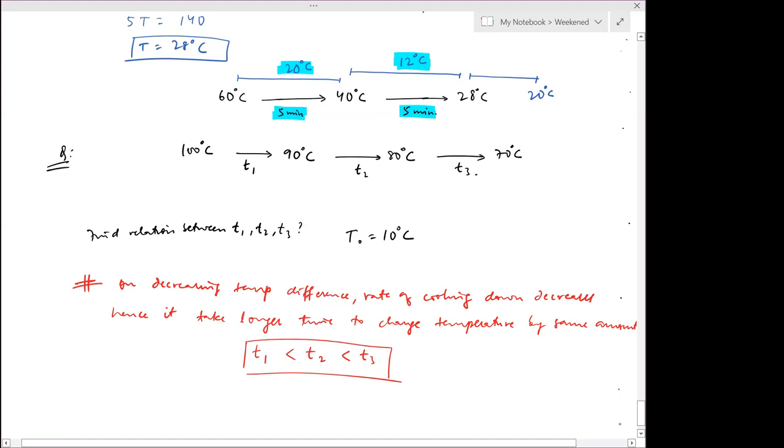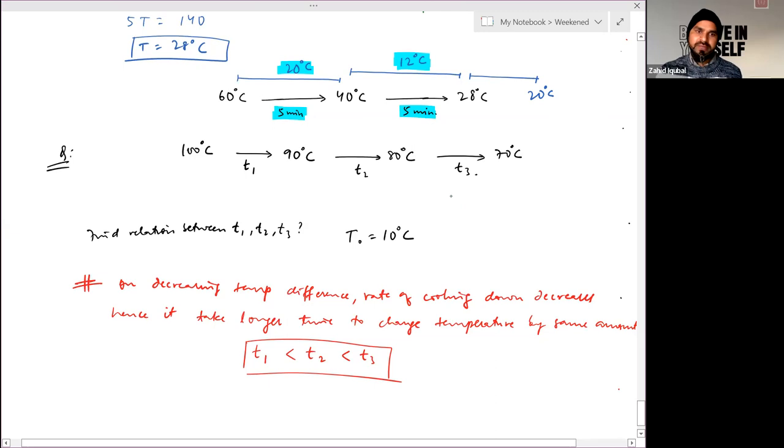Yes, sir, done. Okay. So this is all about thermal properties of matter and Newton's law of cooling. So we have just finished this entire chapter. So let me start with thermodynamics, the new chapter.